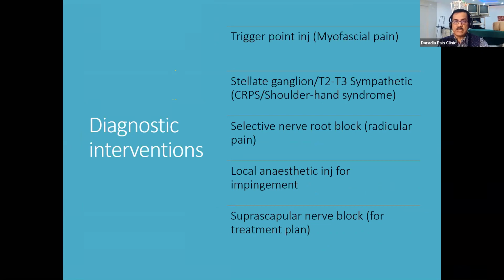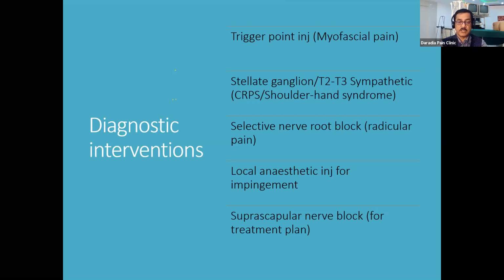So CRPS, complex regional pain syndrome, particularly involving the shoulder and the hand, is also called shoulder hand syndrome. It will be non-dermatomal, with the whole hand and shoulder involved. This is a kind of sympathetically mediated pain, and the other signs of CRPS will be there. There will be stiffness of the shoulder, redness, color changes, skin color changes, and temperature changes. All these other features of CRPS will be there, and this is called shoulder hand syndrome. Here the diagnostic stellate ganglion block is going to help. If the diagnostic stellate ganglion block relieves the pain, then you can confirm that it is shoulder hand syndrome, or CRPS involving the shoulder and the hand.